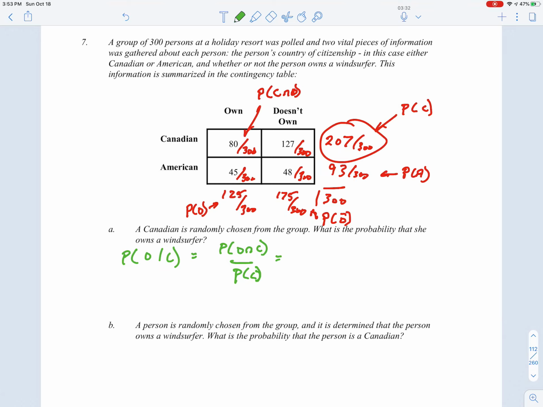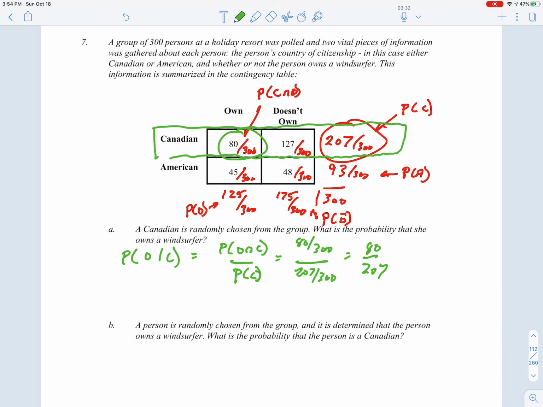So the probability of O and C is equal to this guy right here. So what we're going to do is focus in on these guys right here, and specifically there. So O and C is 80 out of 300, and C is 207 out of 300. So the answer then is 80 out of 207.